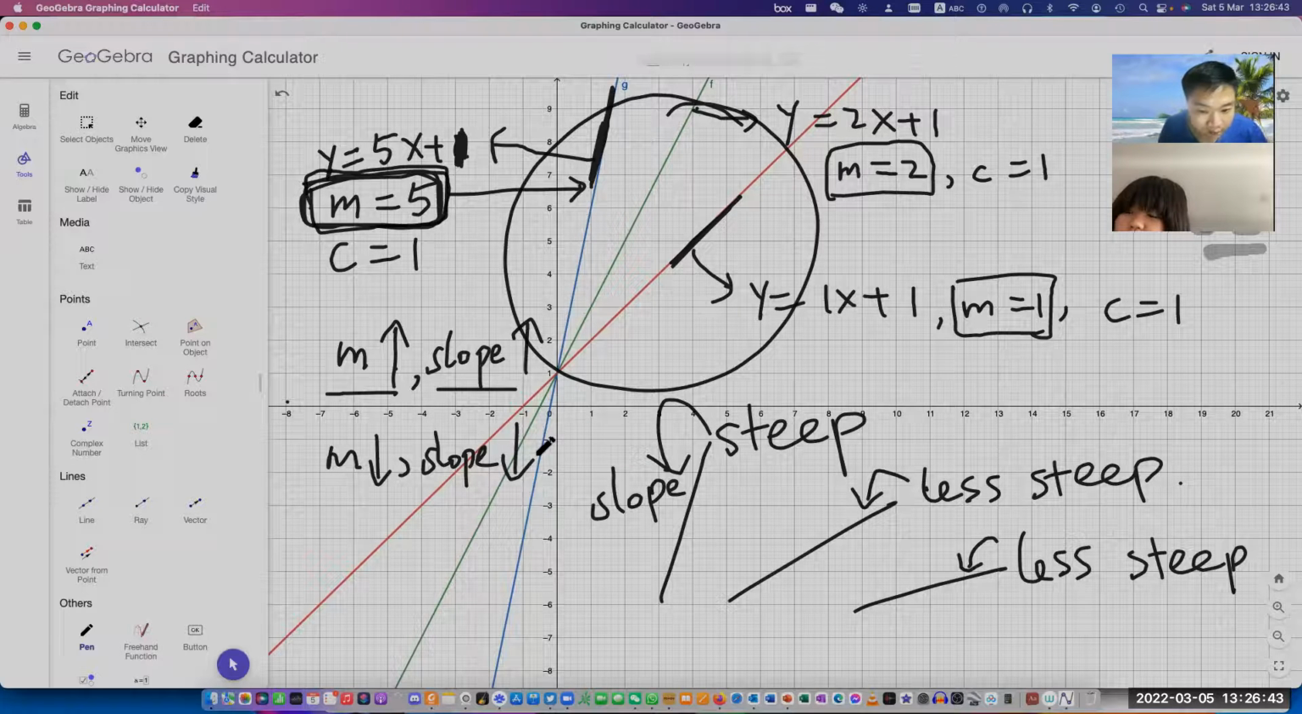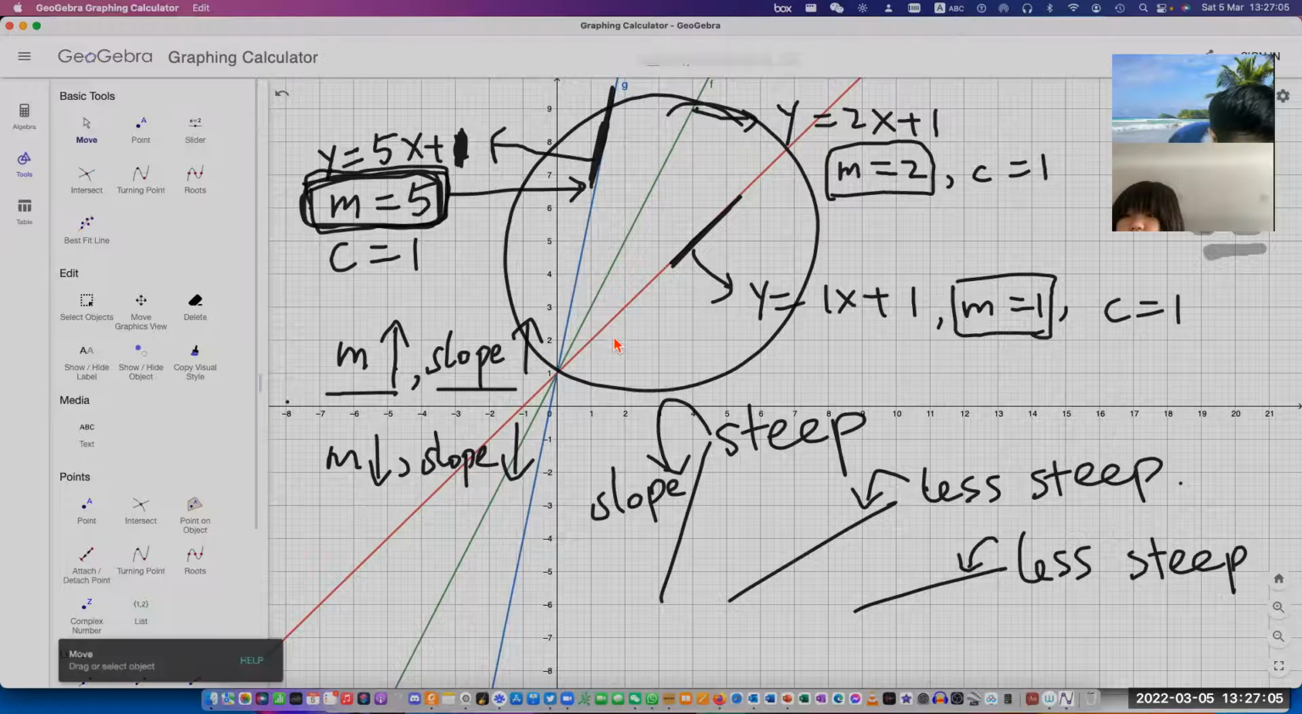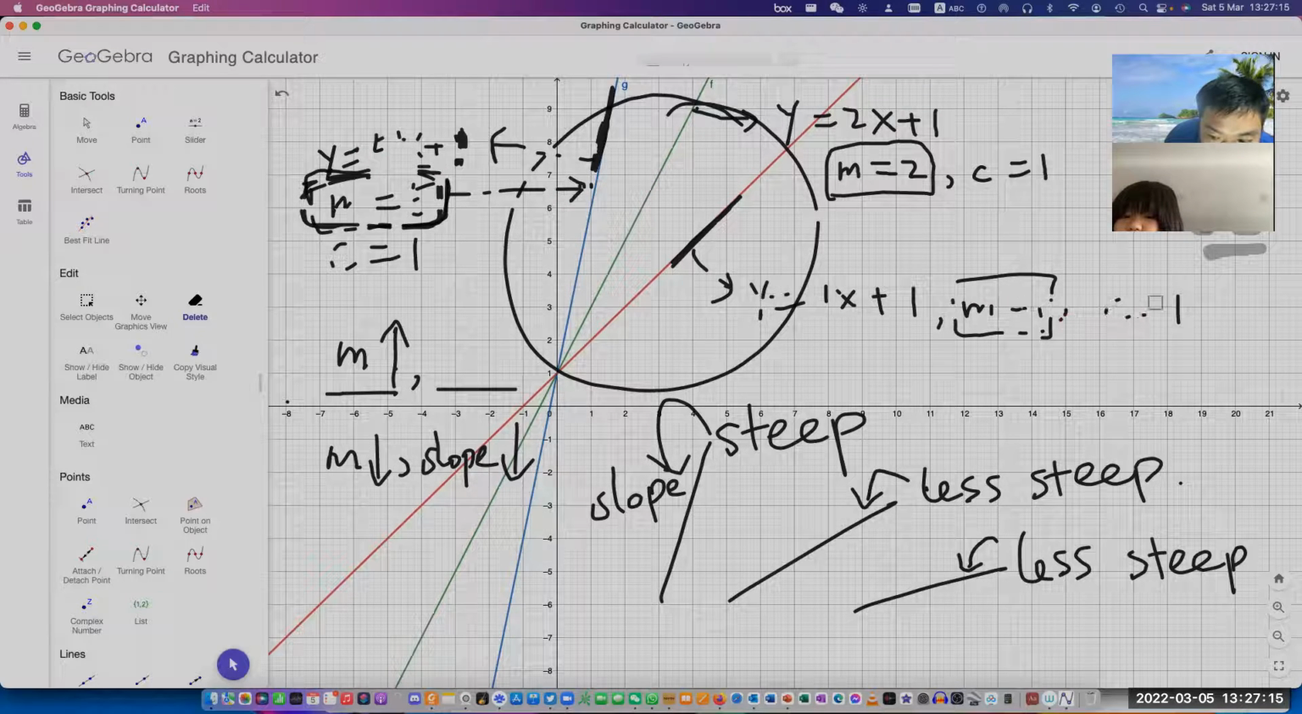Okay, so I have explained to you the impact due to the change in the gradient. And now there is a very crucial point here besides the gradient. So I'm going to erase the unnecessary stuff. Can you see that all these three lines have the same C, which is C equals 1, right?